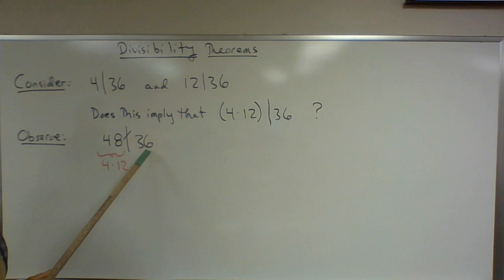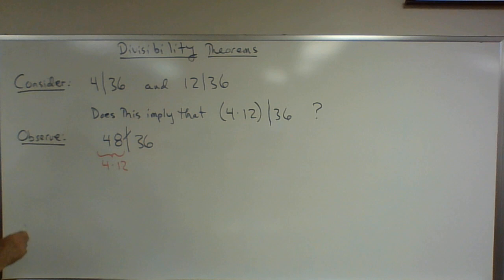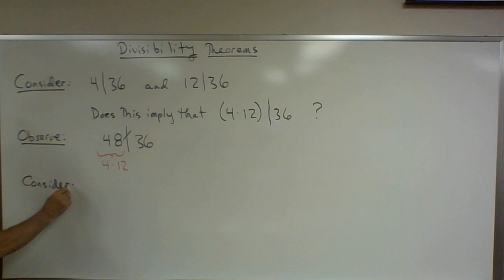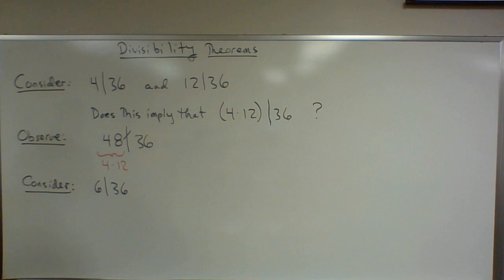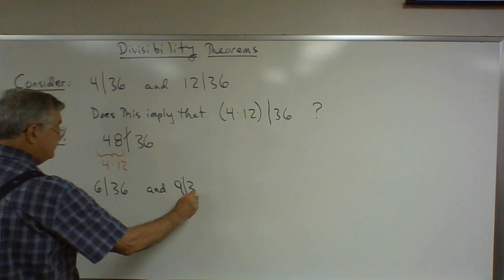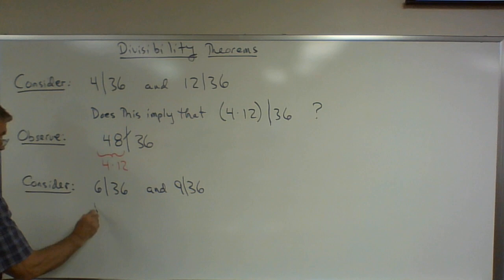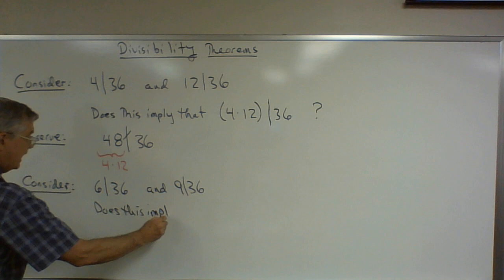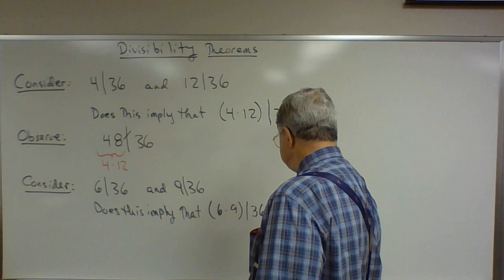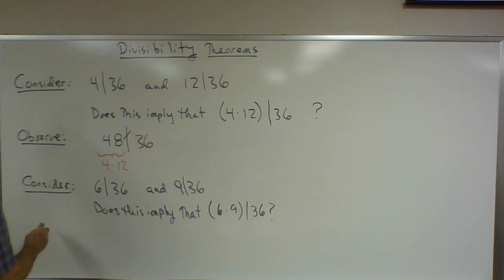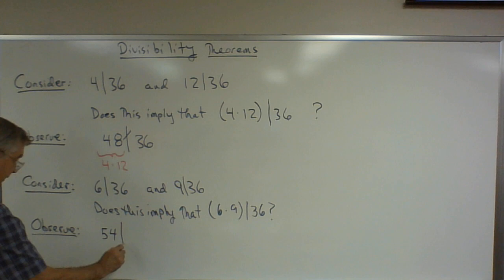But let's consider another example. And what should we do now? Let's stick with 36. 6 is a divisor of 36. And 9 is a divisor of 36. And again, the question is, does this imply that 6 times 9 divides 36? And we'll put it to the test. And 6 times 9, that's 54. And 54 certainly does not divide 36.